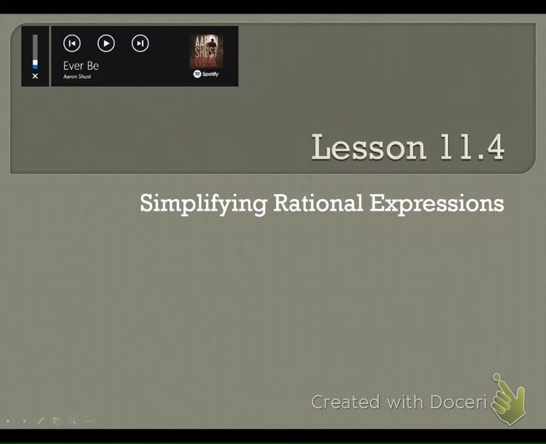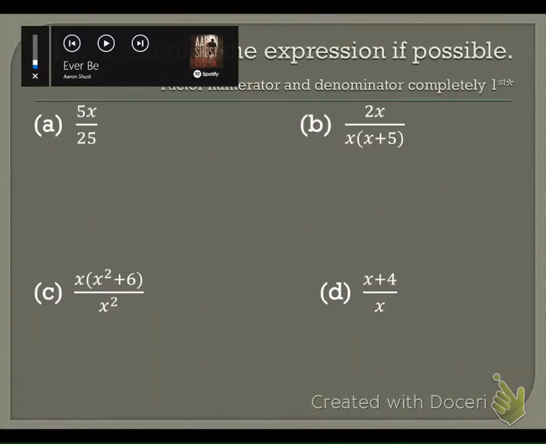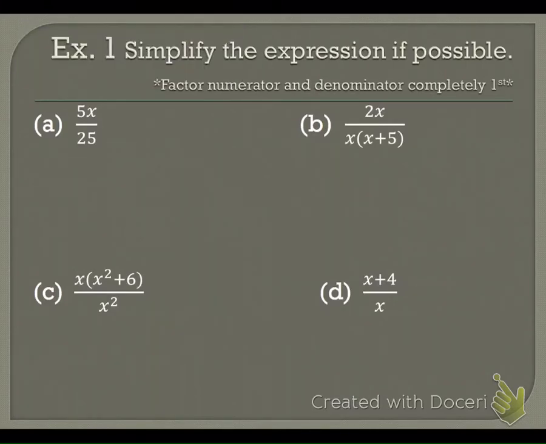All right? In order to do that, we can clearly see at the top underneath the instructions where it says factor the numerator and the denominator completely. Okay? Factor the numerator and the denominator completely. All right, so let's look at letter A. Letter A is pretty simple. It's a pretty standard fraction. We have 5x in the numerator and we have 25 in the denominator.